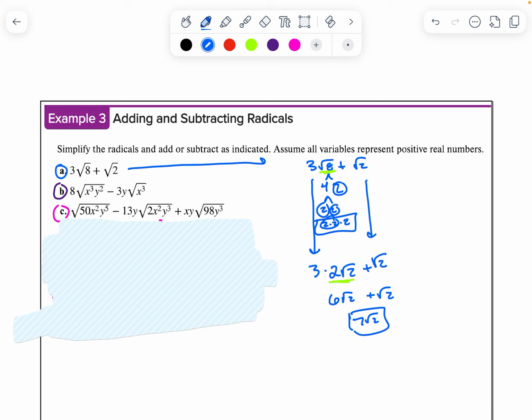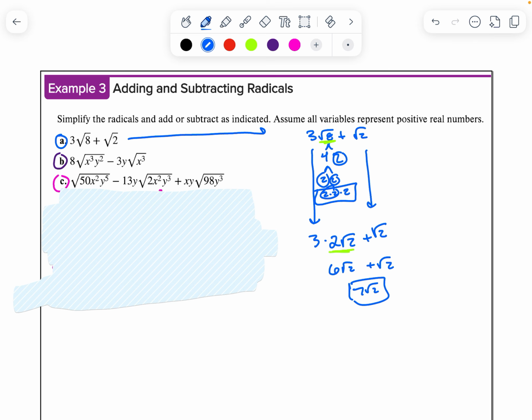The next one gets a little bit more complicated. And you can see that final one gets even more complicated. So B.